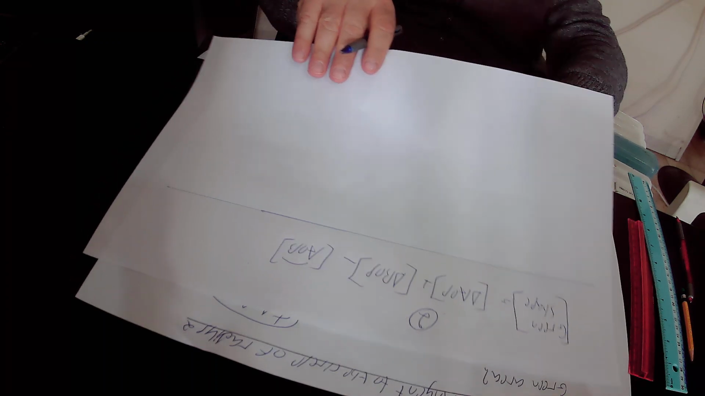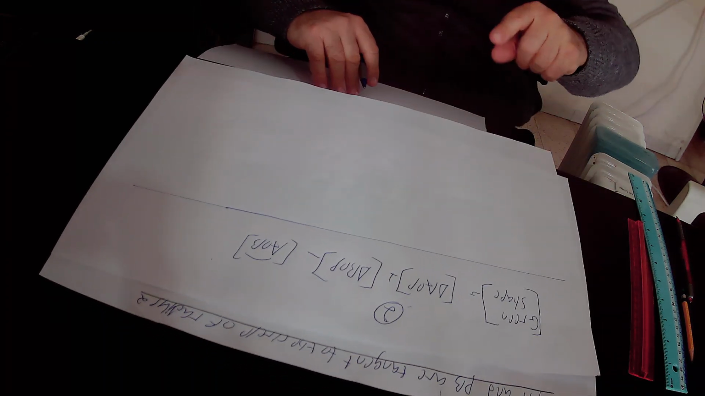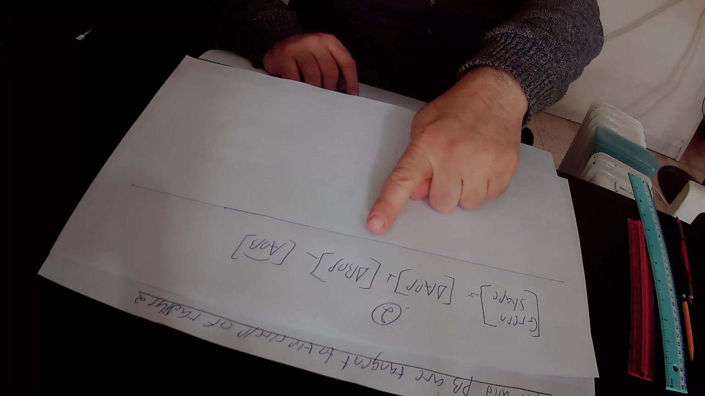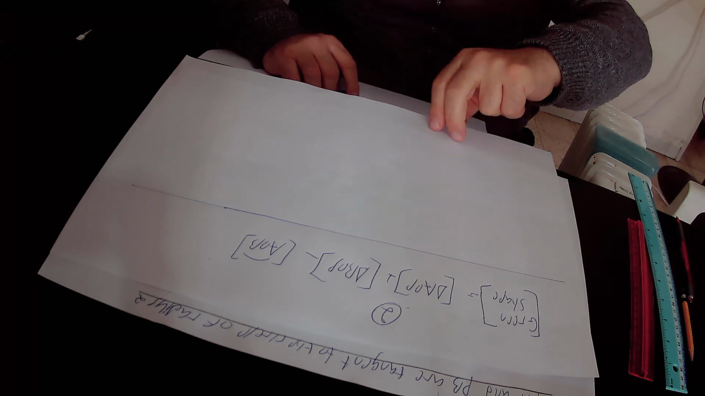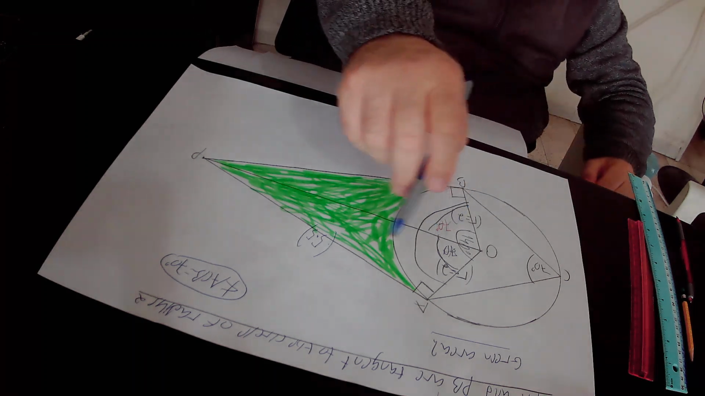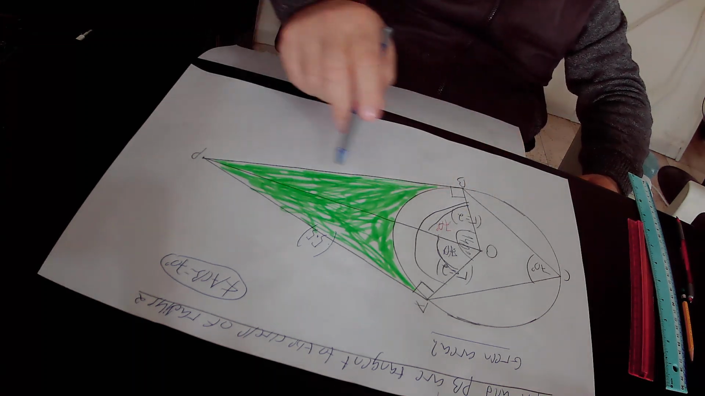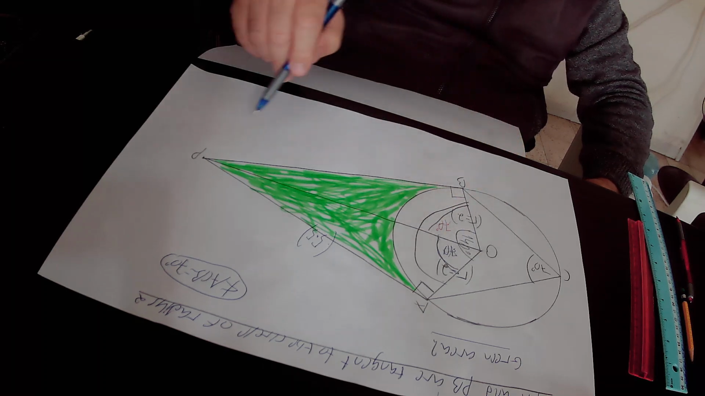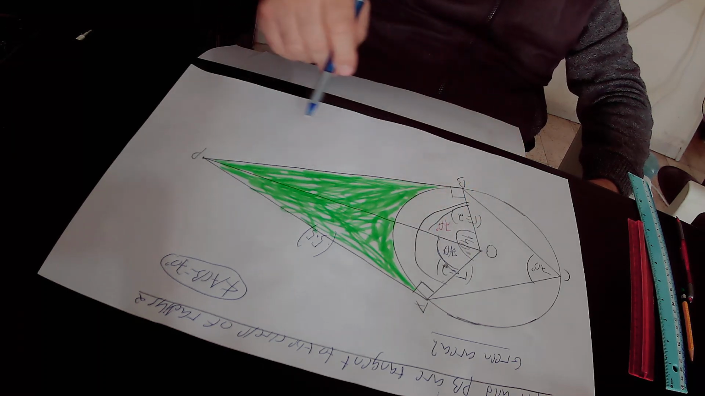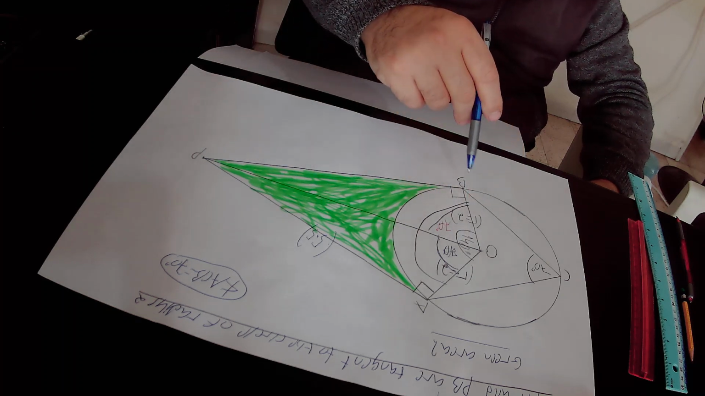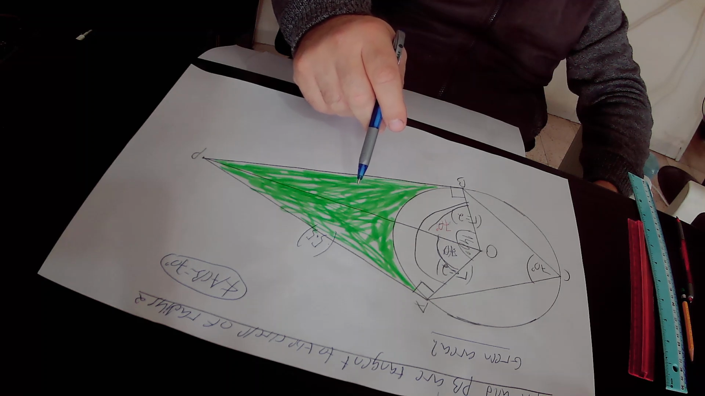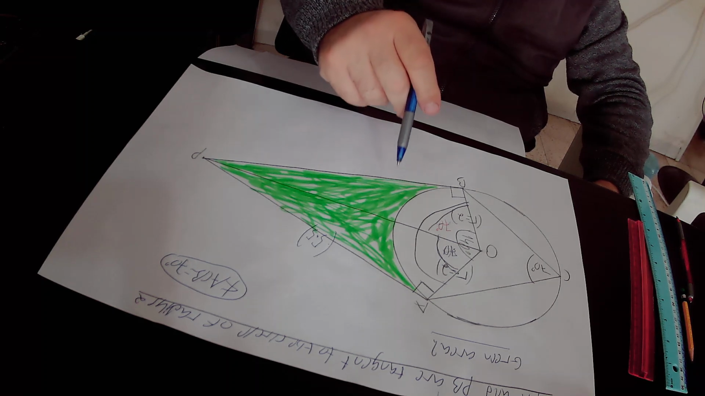Repeat again that the area of the green shape in total equals the area of the upper right triangle AOP plus the area of the lower triangle BOP. Actually, the area of the upper right triangle AOP plus the area of the lower triangle BOP will give us the area of this quadrilateral AOBP. And the area of quadrilateral AOBP minus the area of this sector AOB will give us exactly the area of this green shape, that is the area that we are looking for.